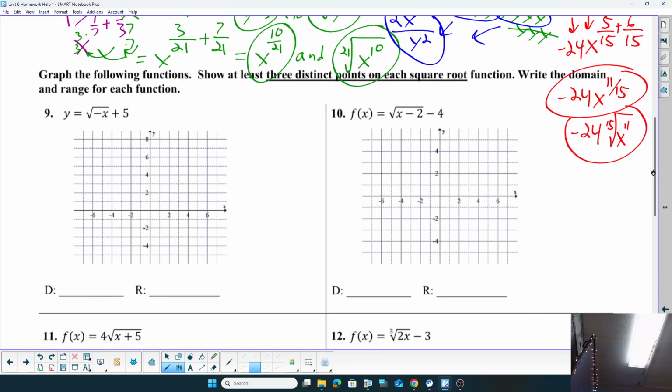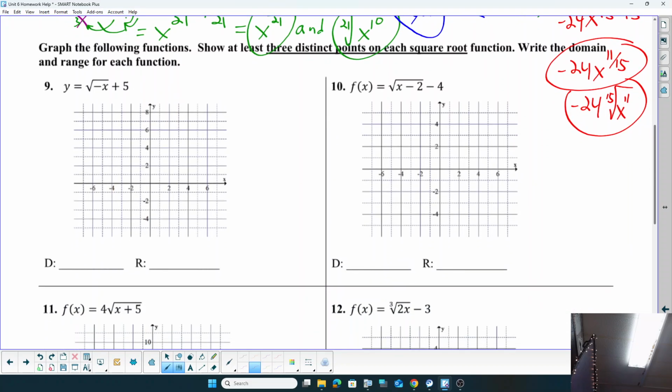Okay, so now we're graphing. Do you remember how to graph? What does that negative mean again? It means go backwards. Go this way. So go backwards is what we're looking at there for the y and x value. And what does the 5 mean? The 5 means up 5. So 1, 2, 3, 4, 5. And now we're going to go backwards.